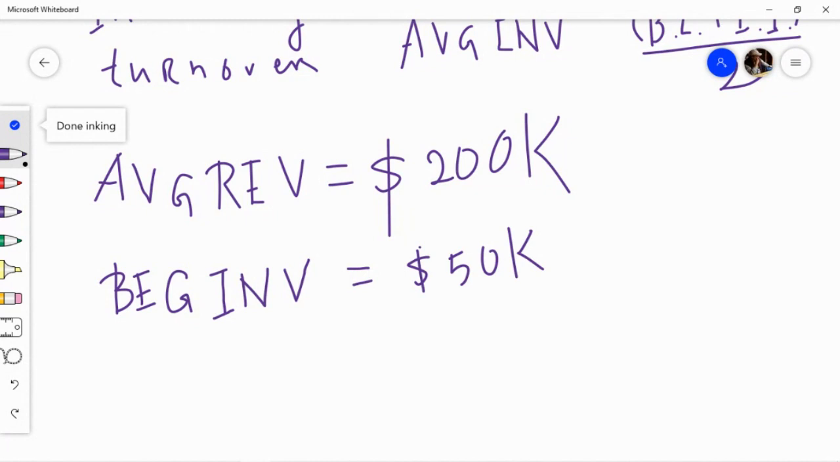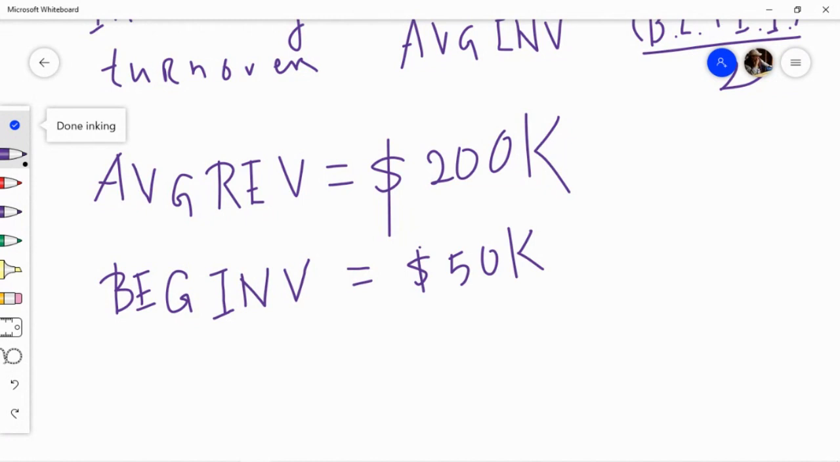So actually, this is the ending inventory of the previous month. Isn't that right? Beginning inventory of this month is the ending inventory of the previous month, which is carried over to the current month. And 50K is not enough to meet your average monthly sale.